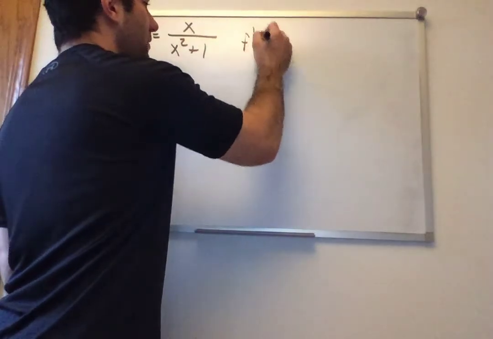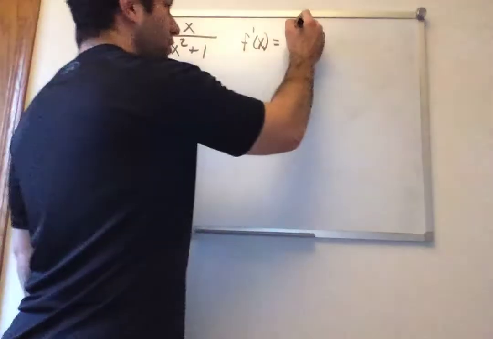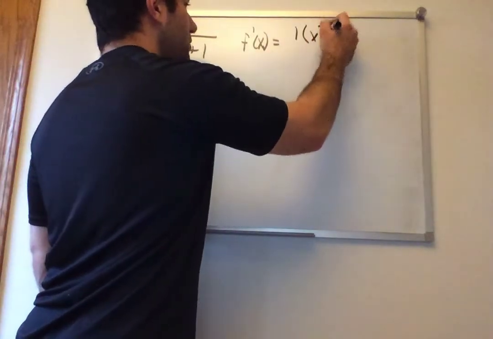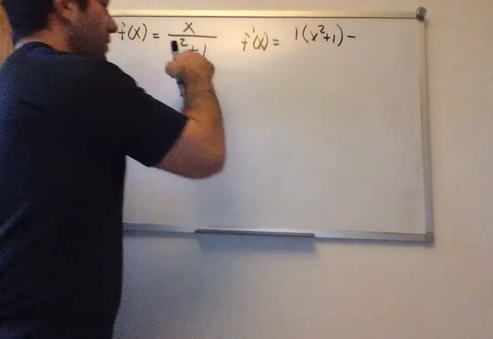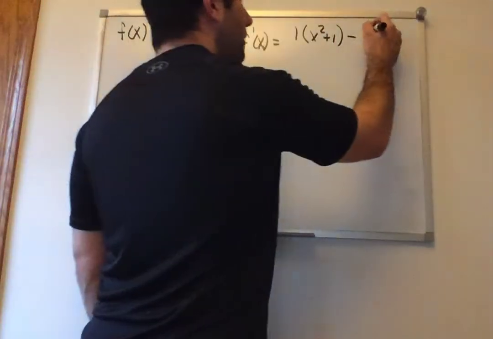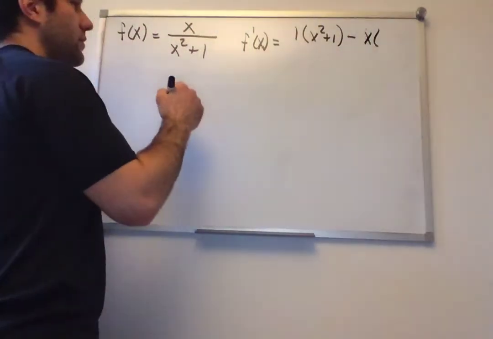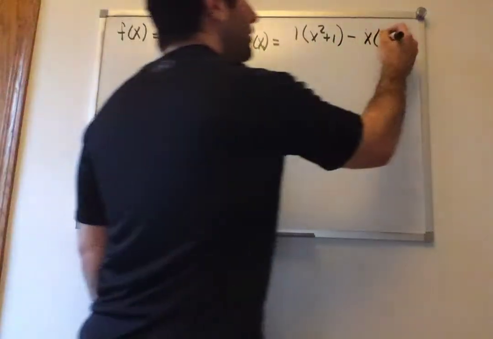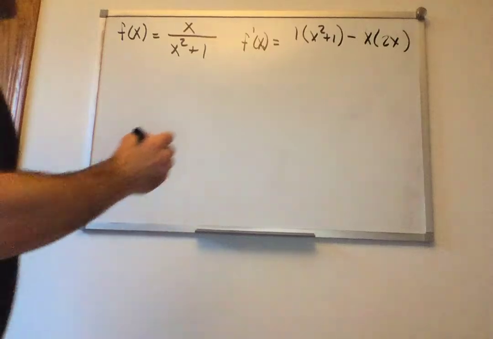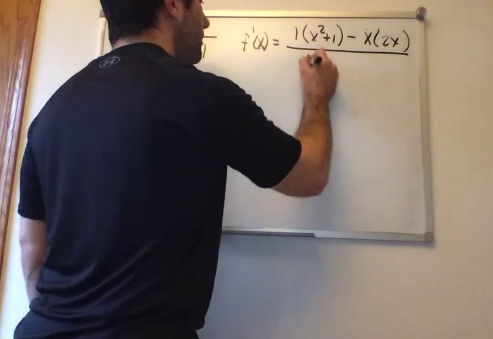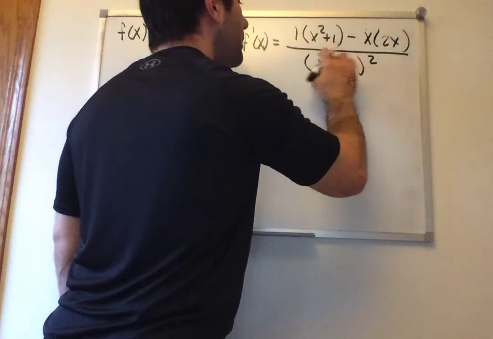So, f prime of x is equal to the derivative of the top, which is just 1, times the bottom, x squared plus 1, minus the derivative of the bottom times the top. So I'll write the top first, and then you just get a 2x here, all divided by x squared plus 1 squared.